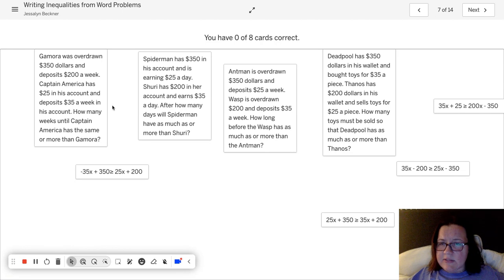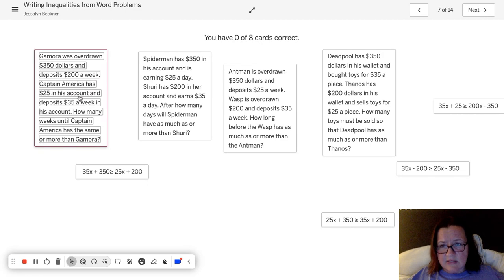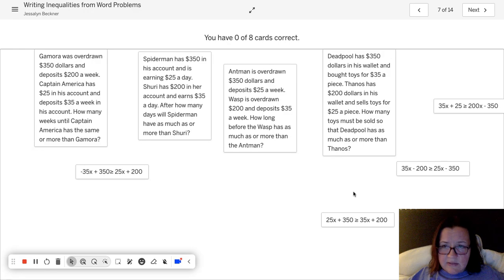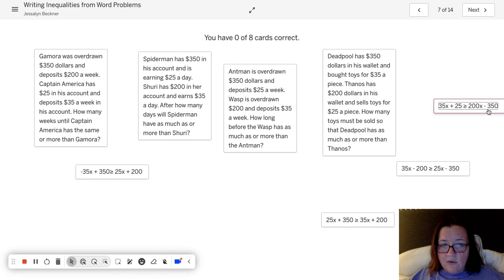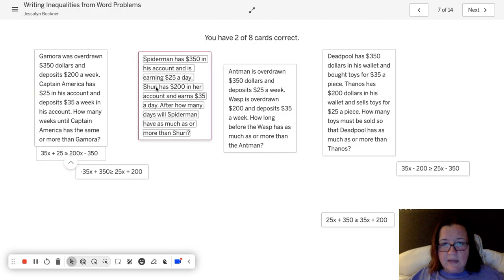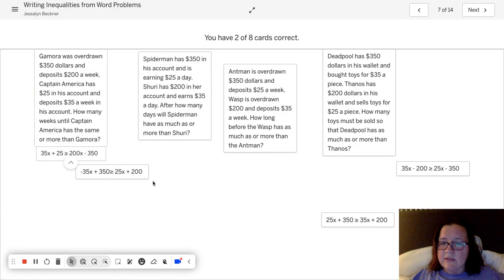But Captain America looks like he has not overdrawn his account. Captain America has $25 in his account and deposits $35 a week. All right, so that was a lot. So let's look for somewhere where it's 350 overdrawn and deposits $200 a week. Captain America has $25 in his account, and he deposits $35 a week. So I think right here is our inequality. Yes, that was correct. All right, so we're just going line by line.